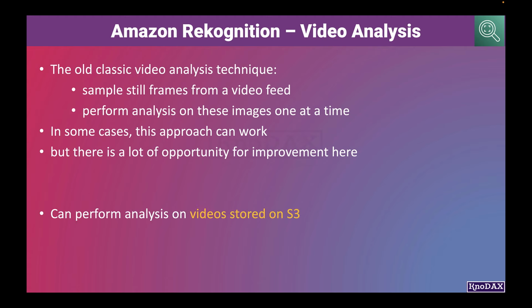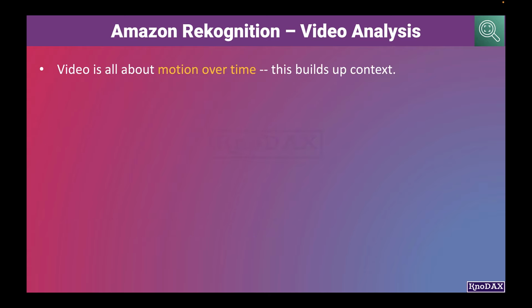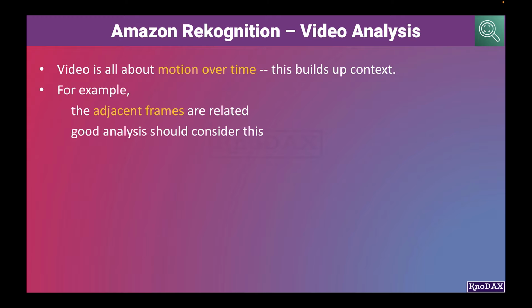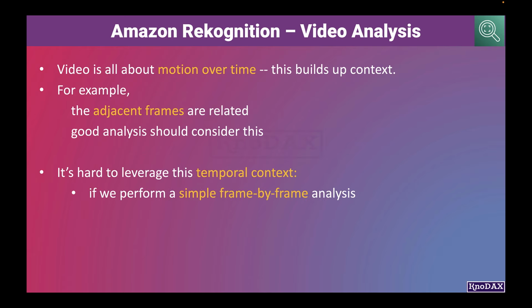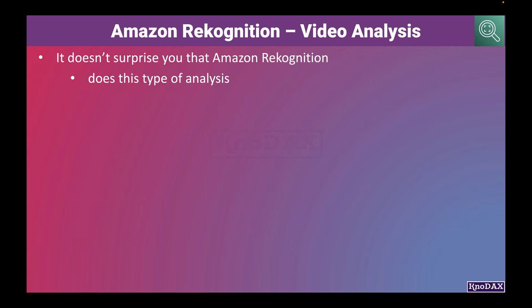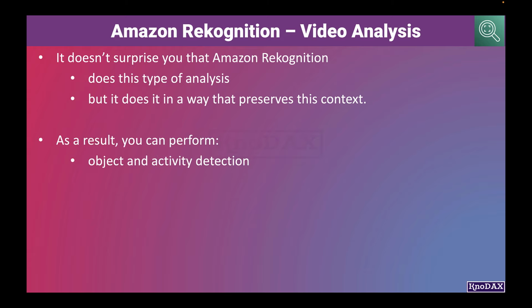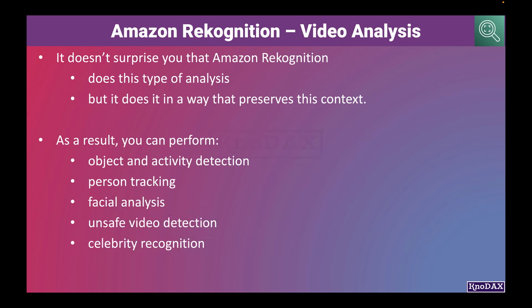Amazon Rekognition can perform analysis on videos stored on S3, and can perform analysis of streaming video content as well. Video is all about motion over time. This builds up context. For example, the adjacent frames are related, and a good analysis should consider this. It's hard to leverage this temporal context if we just perform a simple frame-by-frame analysis, looking at an image in isolation. It doesn't surprise you that Amazon Rekognition does this type of analysis, but it does it in a way that preserves this context. As a result, you can perform object and activity detection, person tracking, facial analysis, unsafe video detection, celebrity recognition, and face recognition for video files.